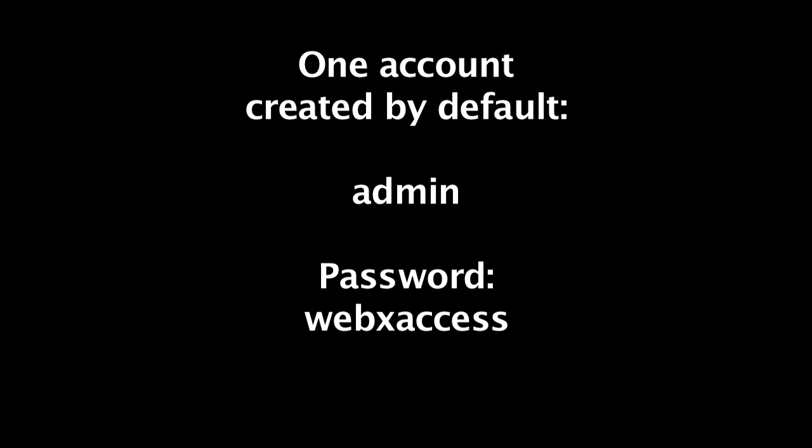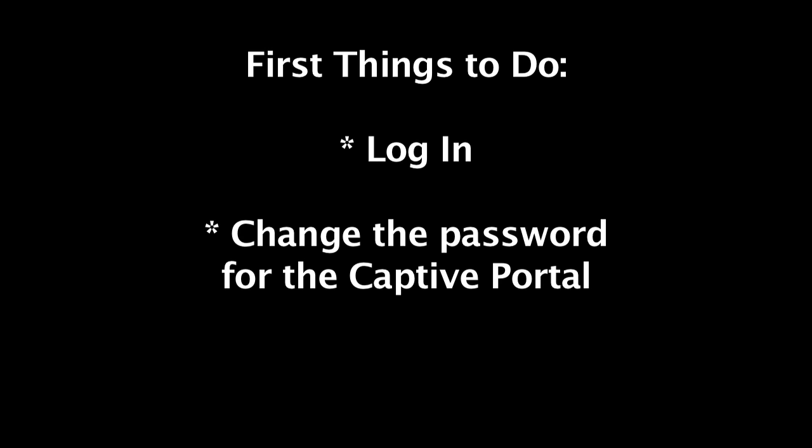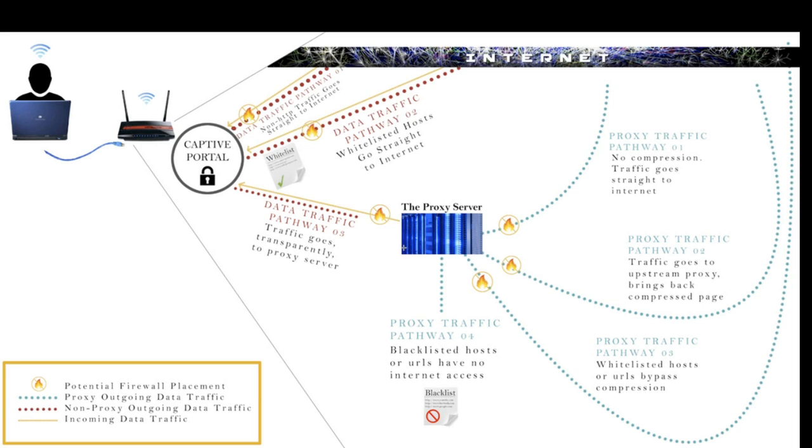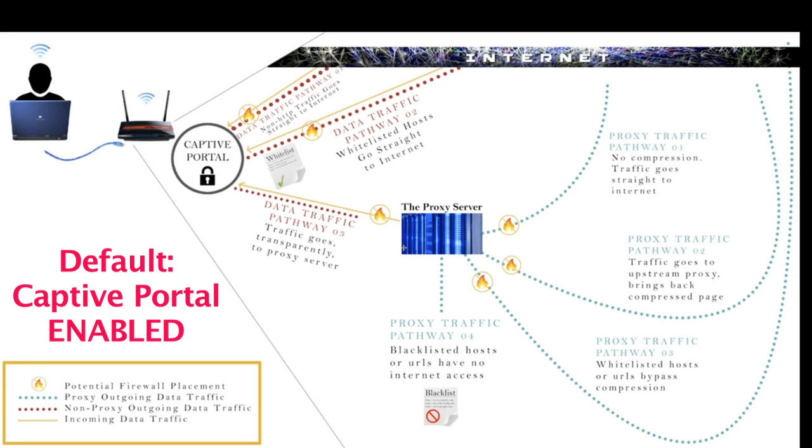and there's one account that's created by default, which is the admin account. So you can always get into the router using admin, with webxaccess as the password. But the first thing you'll want to do is log in, change the password for the captive portal, and then start creating accounts for those users. Of course, you can disable the captive portal and not use it, but by default, the router comes with the captive portal enabled.